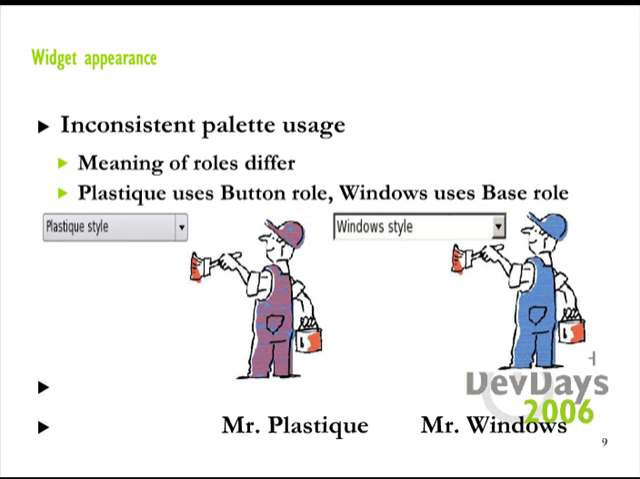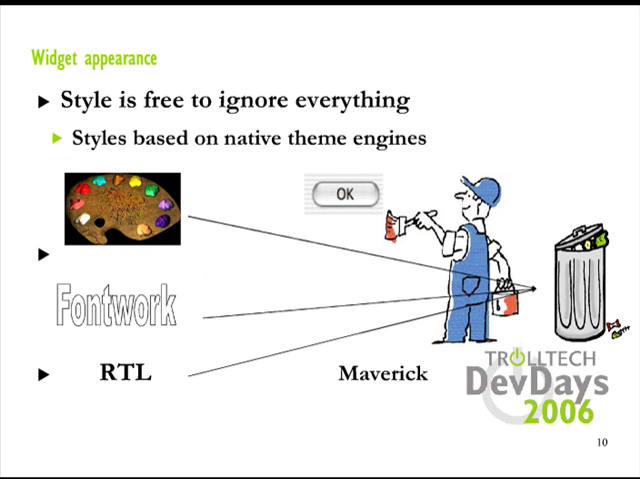And here's the problem. When we move on to more complex widgets, for example, we have a combo box here. If you look at the plastique style, the combo box actually looks like a button. And if you look at the Windows style, it actually looks like a line edit. And so when plastique style paints itself, it is going to use the button role. And when the Windows style is painting itself, it's going to use the base role. So let's say if you want, I don't know, a red color combo box, which role do you set? It really depends on the style.